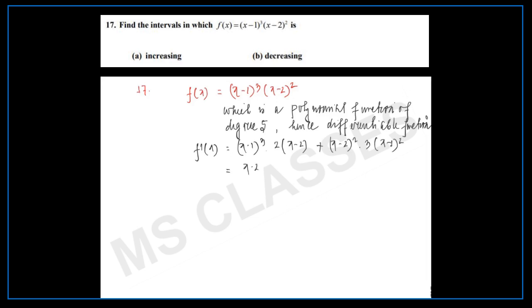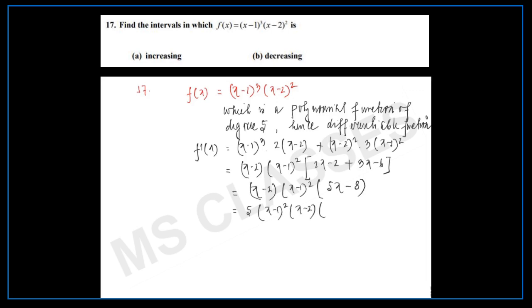Now here, (x minus 2) into (x minus 1) whole square. So 2x minus 2 plus 3x minus 6. So here (x minus 2) into (x minus 1) whole square, 5x minus 8. We take 5 common: (x minus 1) whole square, (x minus 2) into (x minus 8 by 5).